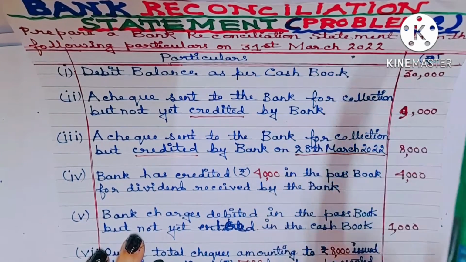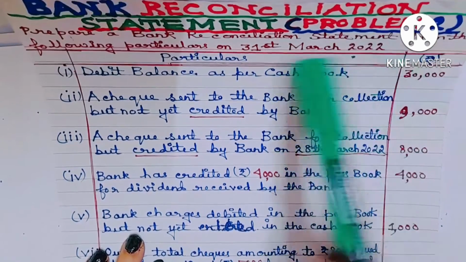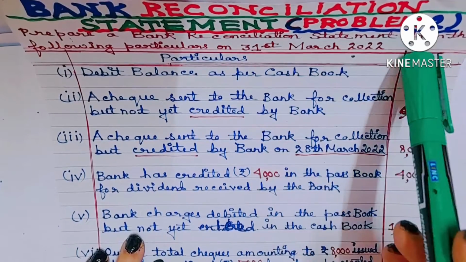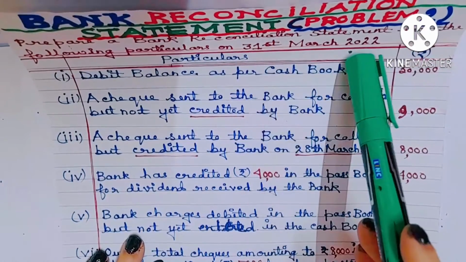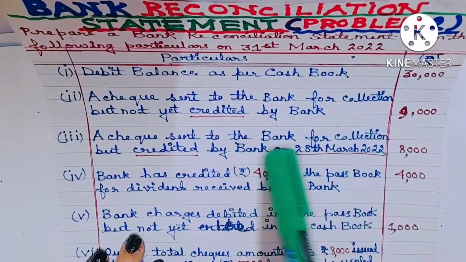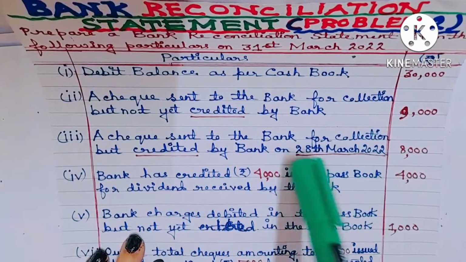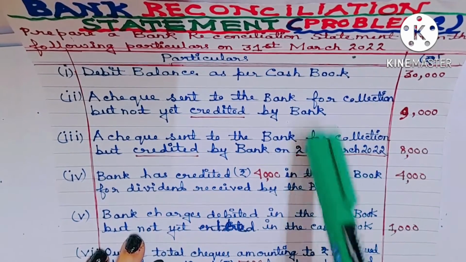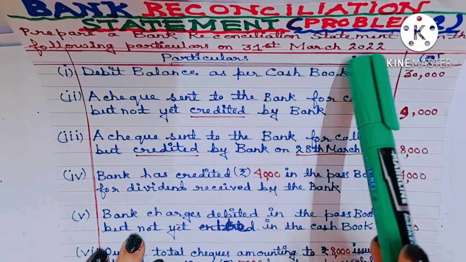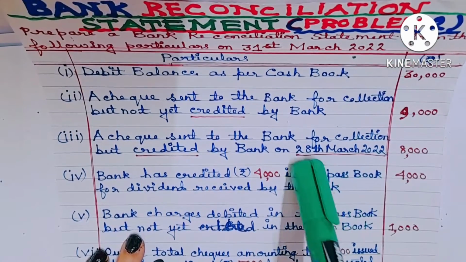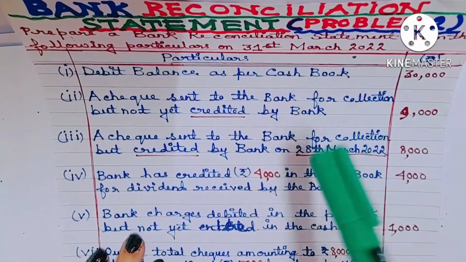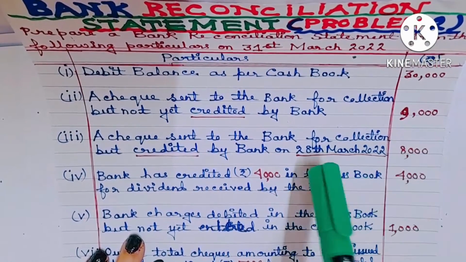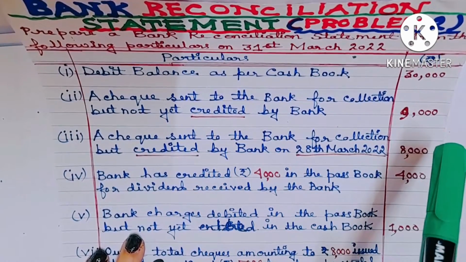Within this date, you don't have to add or less this transaction. Since it has been recorded within 31st March 2022, we don't have to record these transactions. Neither do we have to add nor deduct this transaction. We just have to ignore it. Okay.